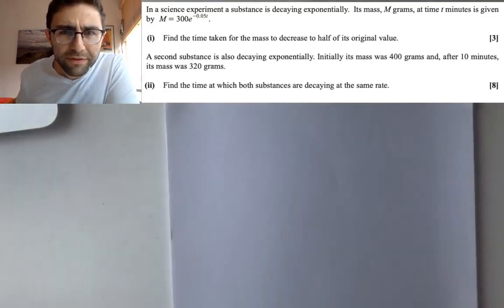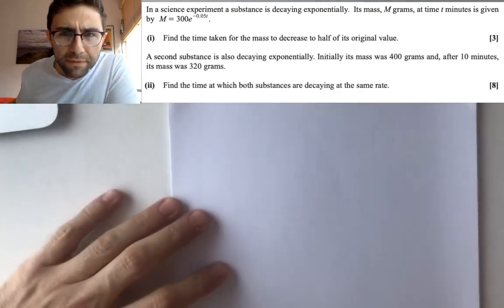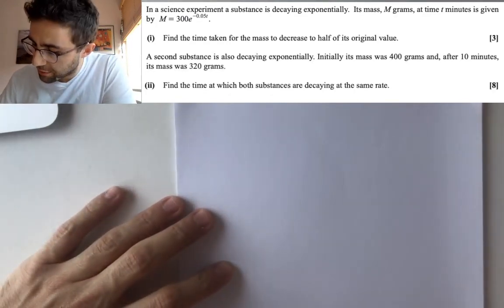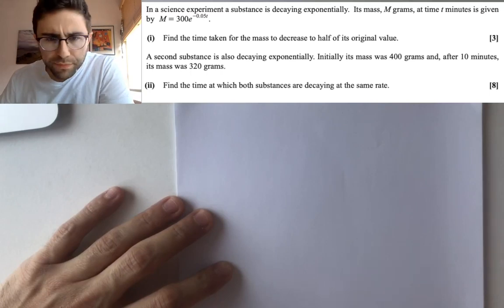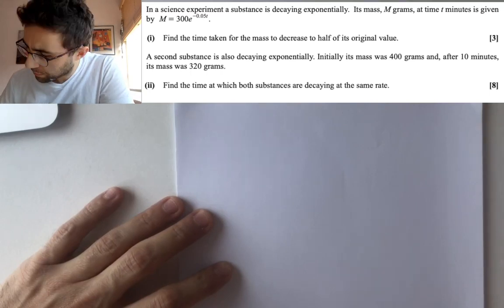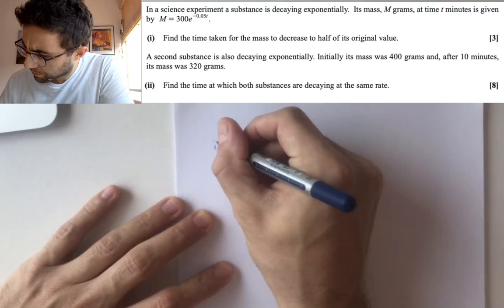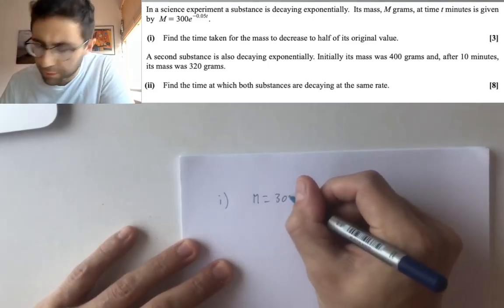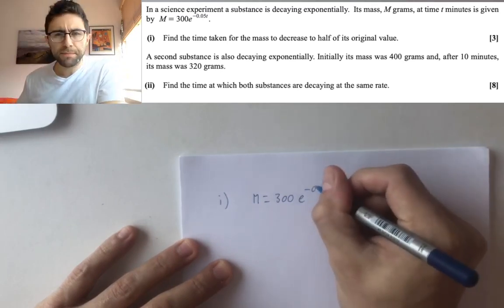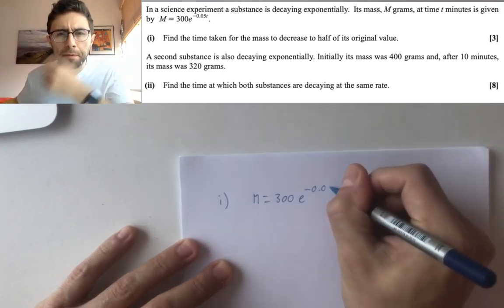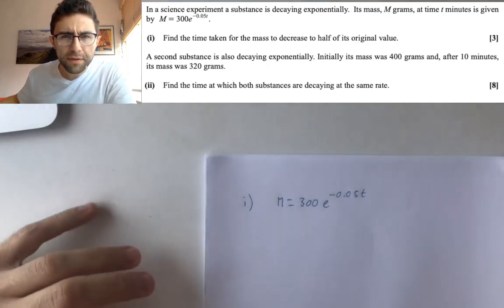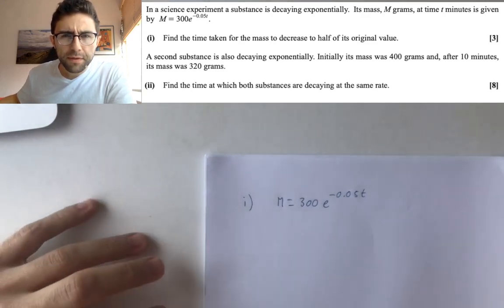Science experiments, grams, minutes. Writing something down: 300 e to the minus 0.05t.